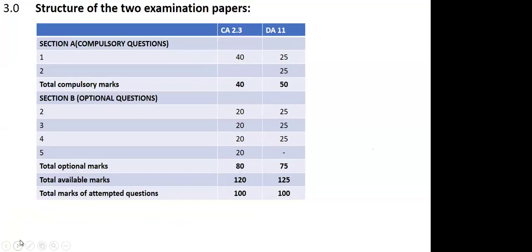Now, in terms of the structure, for CA2.3, you have 1 compulsory question of 40 marks and 4 optional questions, out of which students are expected to attempt any 3 questions of 20 marks each. Whereas the diploma paper has 2 compulsory questions of 25 marks, giving a total of 50 compulsory marks, and 3 optional questions, out of which candidates are required to attempt any 2 questions, giving us a total of 120 and 125 marks respectively.